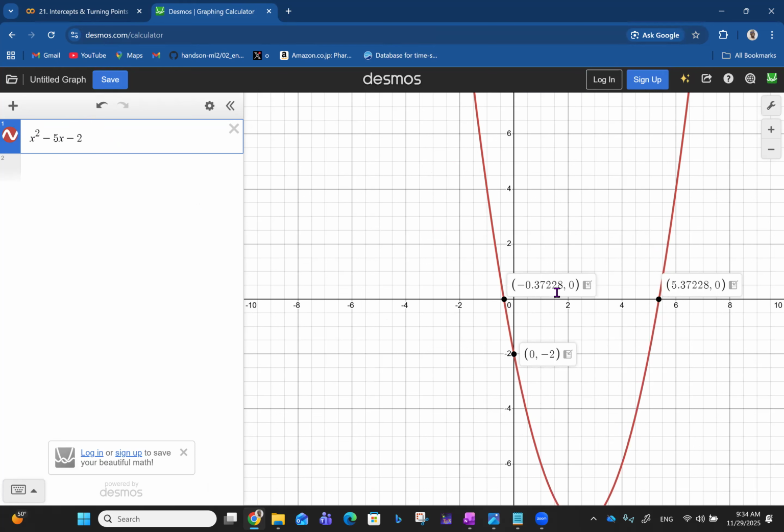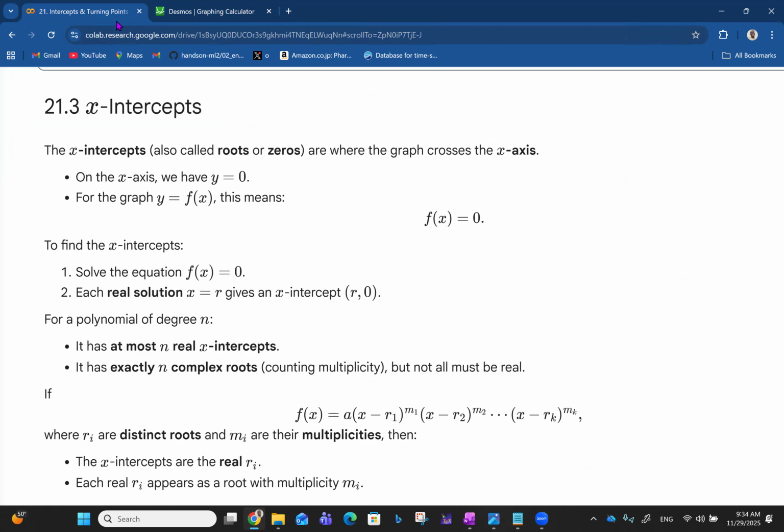That's minus 0.37228 and 5.37228. Right. So this is the y-intercept right here, and these are the x-intercepts, which are the zeros or the roots. For the graph y equals f of x, this means that f of x equals 0. So f of 0 gives you the y-intercept, while f of x equals 0 gives you the x-intercept.